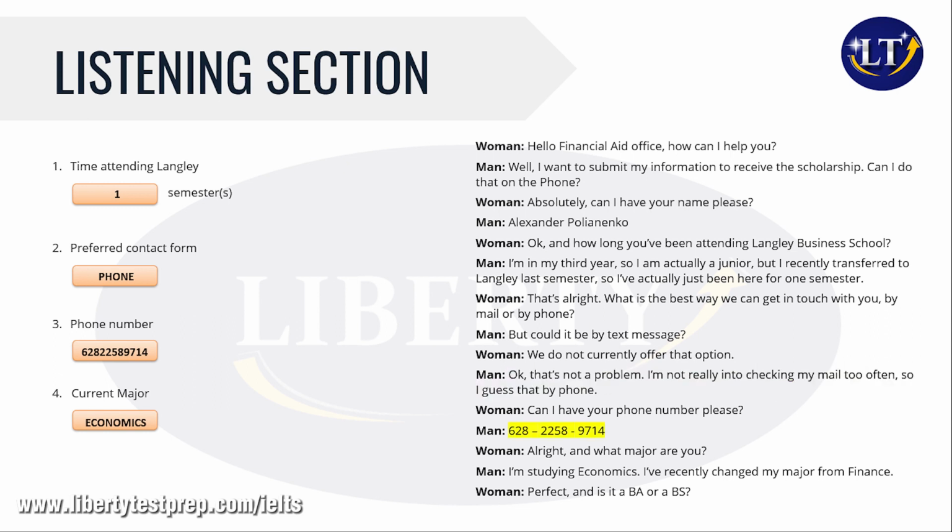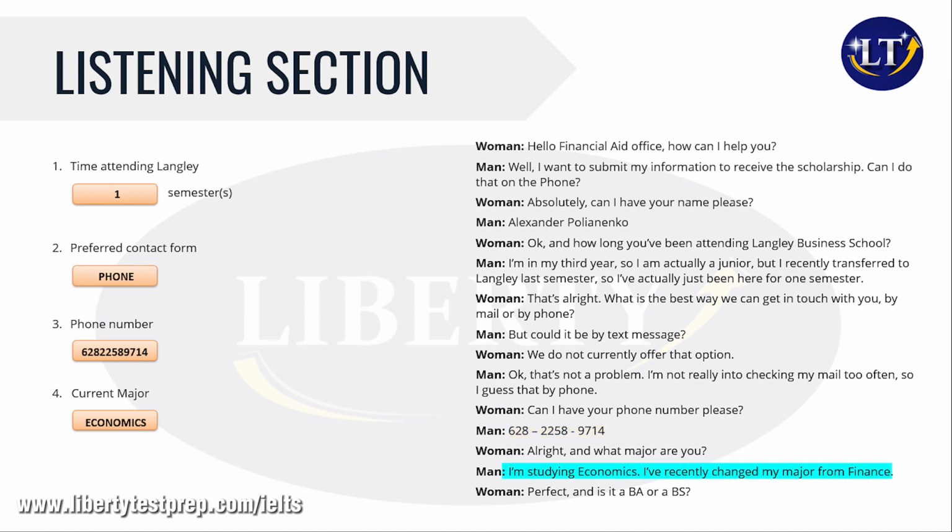The third one, of course, is just a number, okay? Most likely in this first section, you are going to have numbers, and also addresses or names of places, so you will have to know how to spell, okay? And this is one of the things you have to practice well. Numbers, how to take down numbers easily. So he says it at a normal pace, right? 628-2258-9714, okay? So that's the number. And if you have enough practice, it shouldn't be a problem.